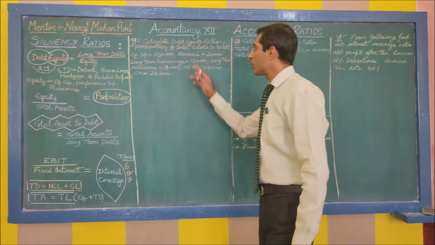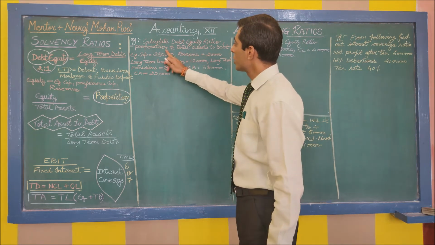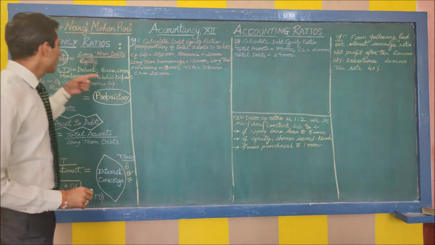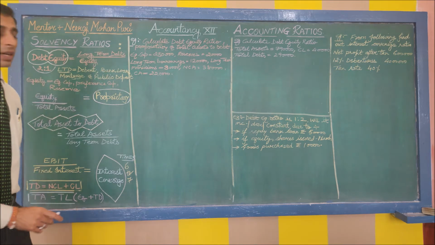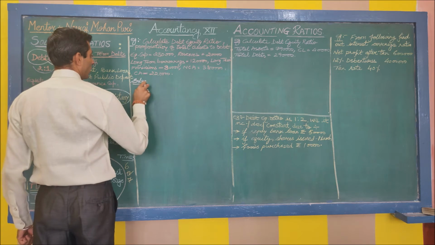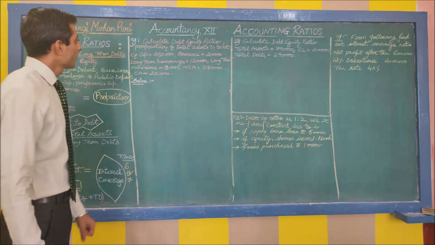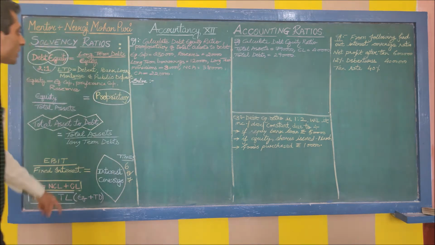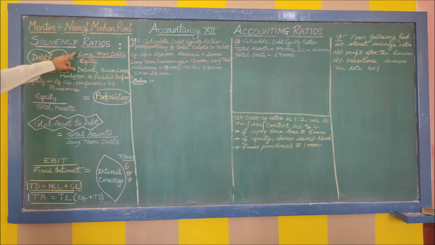First example is: calculate debt equity ratio, proprietary ratio and total assets to debt ratio. We will find the first three ratios using this data. To solve, one by one we have to label the information provided. First, to calculate debt equity ratio, proprietary and total assets, if we look at the formula, we need the long-term debts value, we need equity fund and we need to know about total assets. So only these three terms are used in these three formulae.